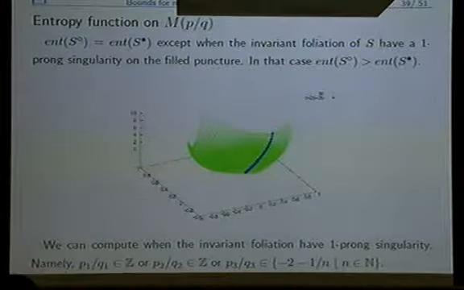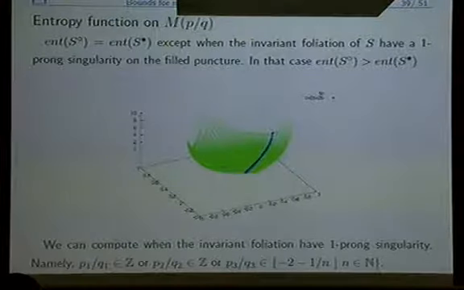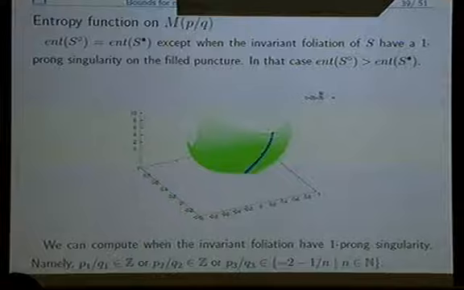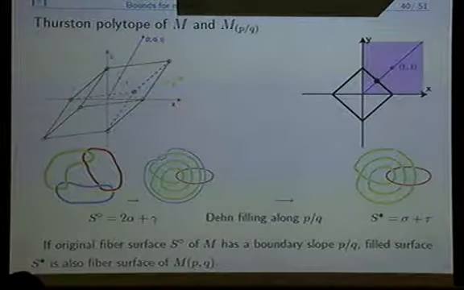And when it happens is when the filling coefficient is in Z, or sometimes in -2 minus 1 over n, and it's very rare among all coefficients. So there are very rare cases. We can't say the exact entropy, but in other cases, entropy doesn't change from the original entropy.